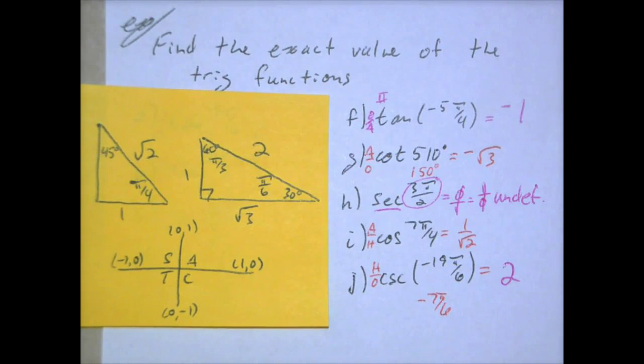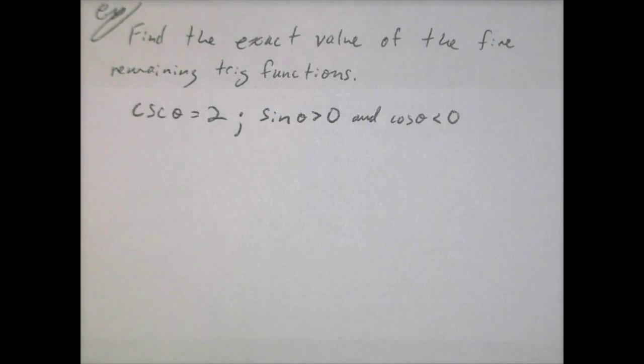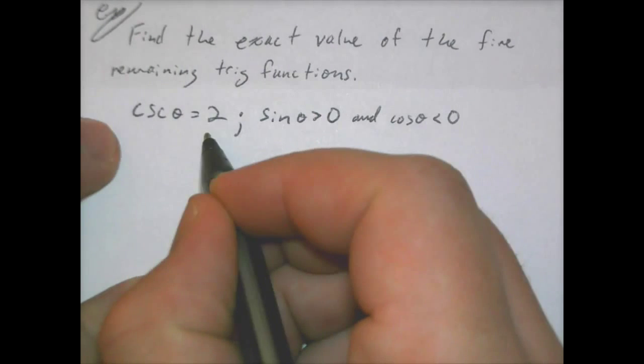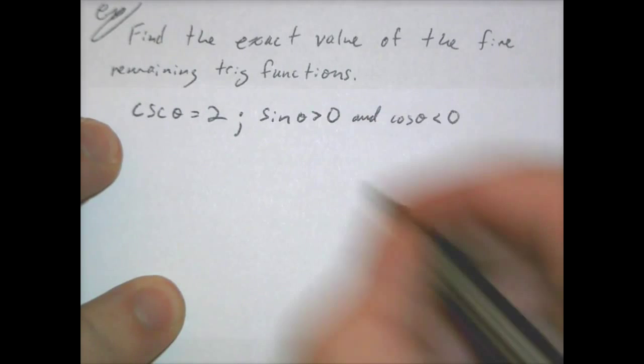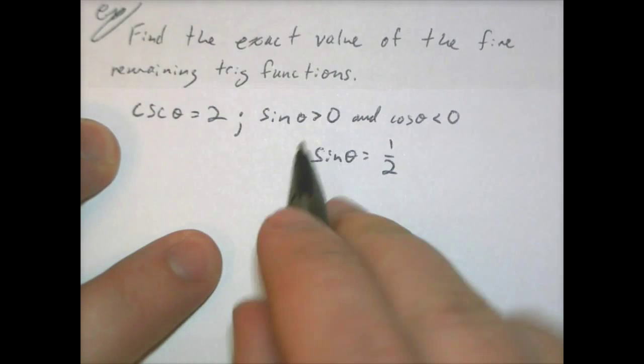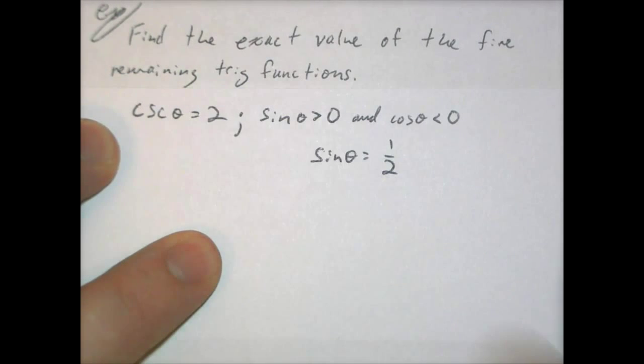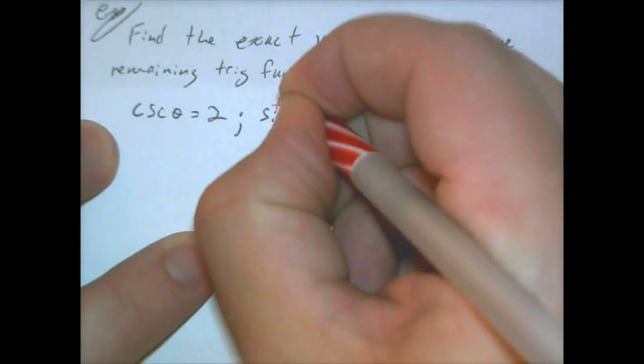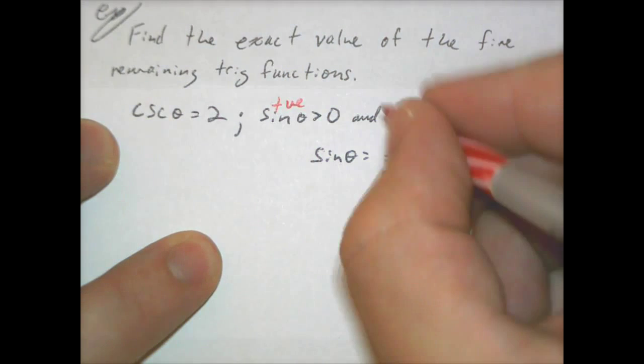Okay, just 2 short examples. They'll go fast. All right, our directions here. Find the exact value of the 5 remaining trig functions. I am given that cosecant of theta is equal to 2, so then I also know that sine theta should be equal to 1/2. It tells me that sine is greater than 0, so really all that means is that sine is positive. It is a positive number.